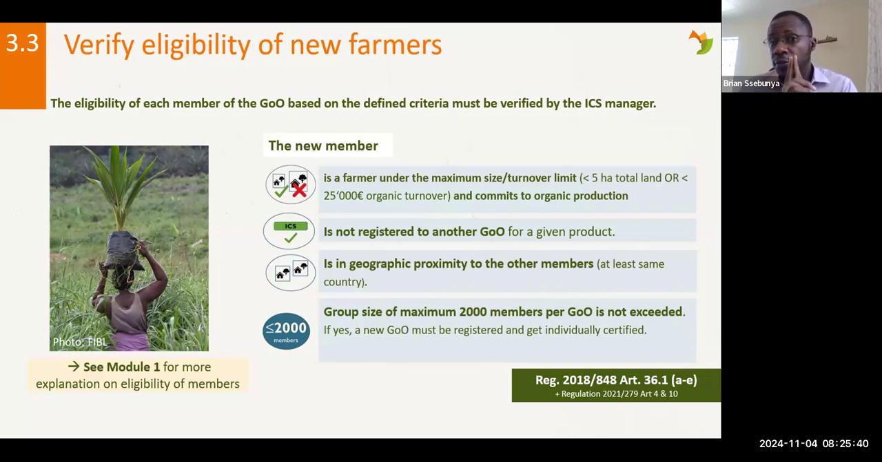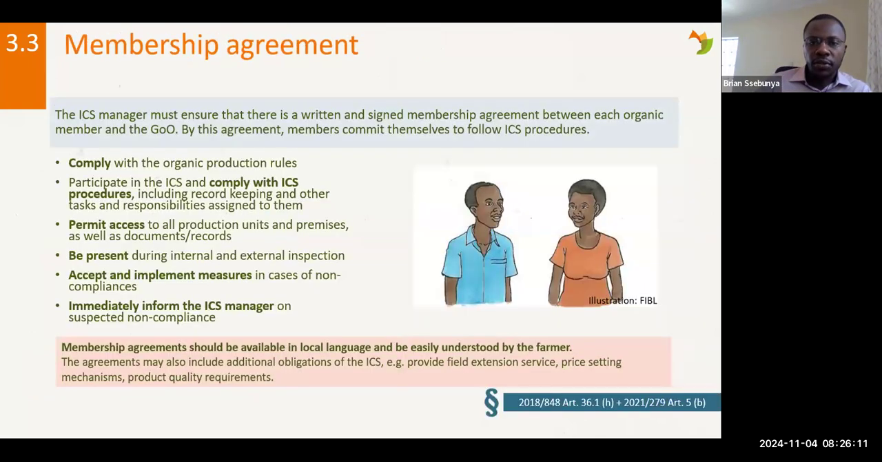Then, of course, you also have to watch how many farmers you already have in the group of operators. If we have 1,999, then that means we can only admit one more farmer to make the 2,000. We can't go beyond 2,000. So if there are new farmers brought to you, then you can admit one and reject the others, or reject all of them, because otherwise it's taking you beyond the limit set by the standard. So that's what happens in the verification.